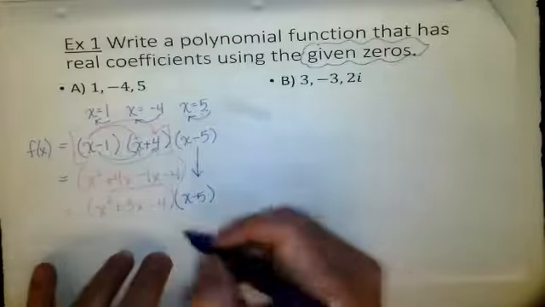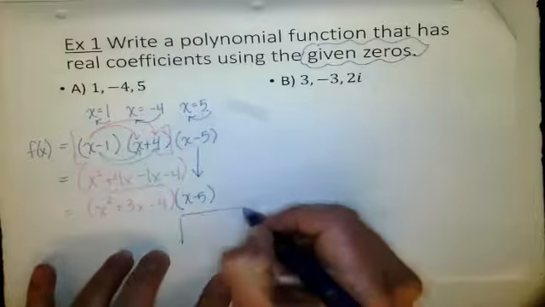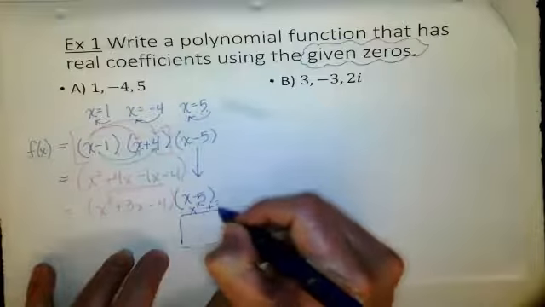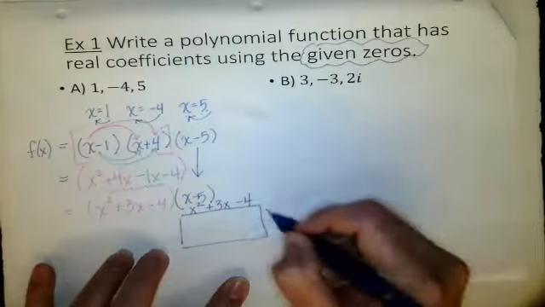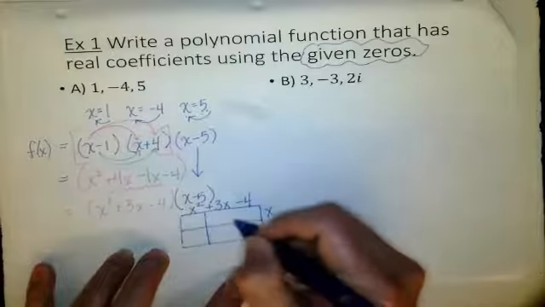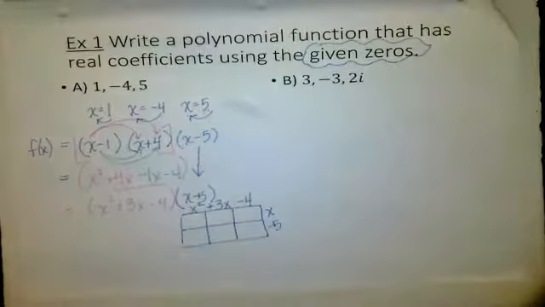The square, the box. I like to do the box. I like the box. x squared plus 3x minus 4, and then x minus 5 alongside. And I like to fill in the box. Really just makes everything nice and neat.